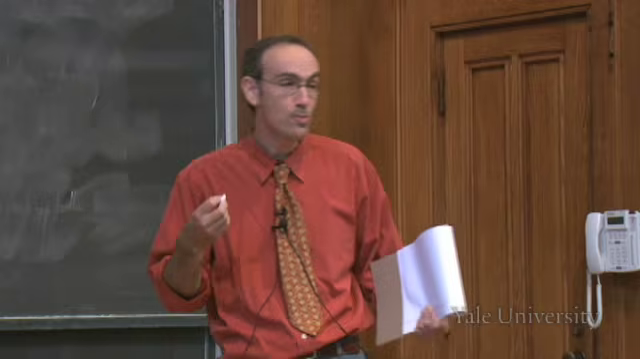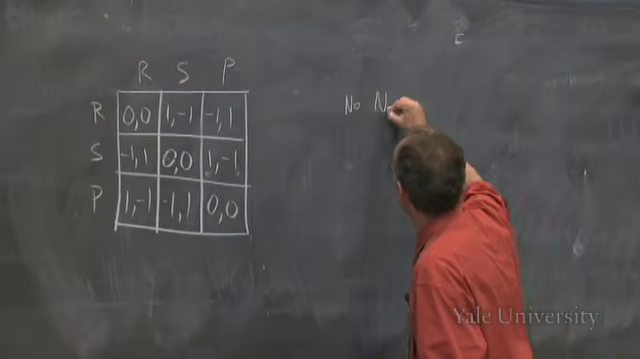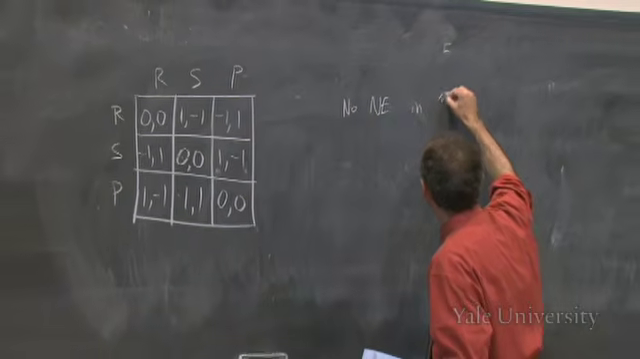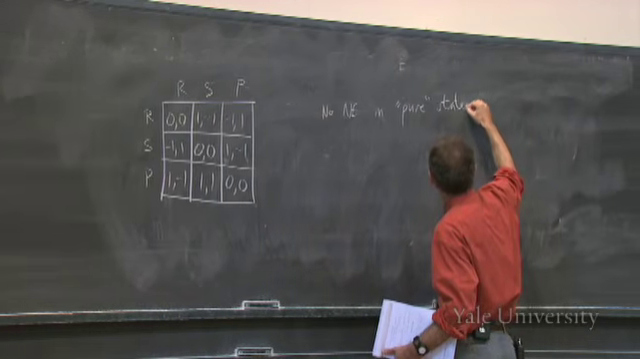This is a very simple game, rock, paper, scissors, but it's pretty obvious, I hope, that pure strategies in this game are probably not enough to model this game. Is that right? So in particular, I claim, and if necessary I will prove, that there is no Nash equilibrium in pure strategies, in the strategies we've been looking at up to now. There's no Nash equilibrium in which people choose pure strategies here. From now on I'm going to use the term pure strategies to mean the strategies we've been looking at so far.